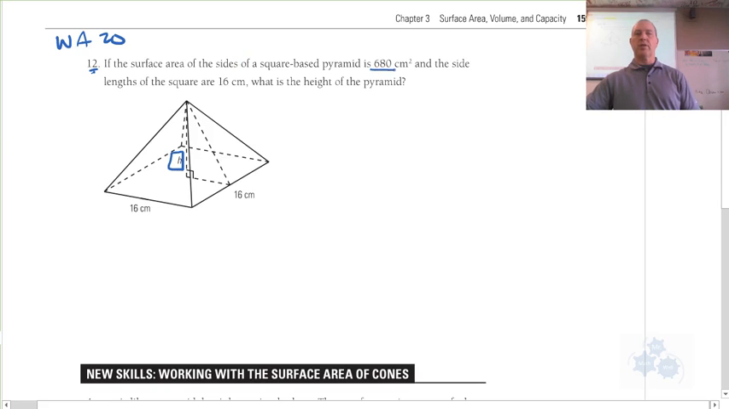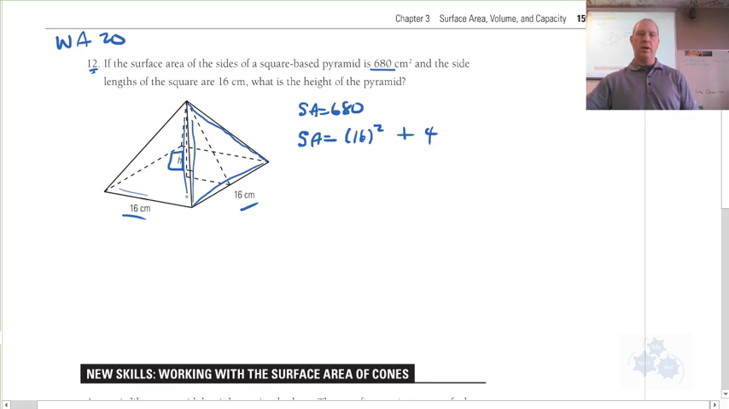We're given that the surface area of this whole pyramid is 680 centimeters. Okay, surface area is 680, that's great. What do I know about the surface area? How do I find the surface area? Well, the surface area would be the area of the base, right? So that's going to be 16 squared. The surface area is comprised of the area of the base, which is 16 times 16, plus 4 times what? The area of these triangles.